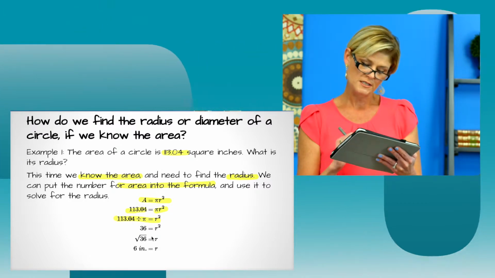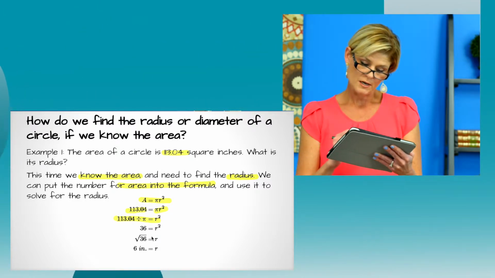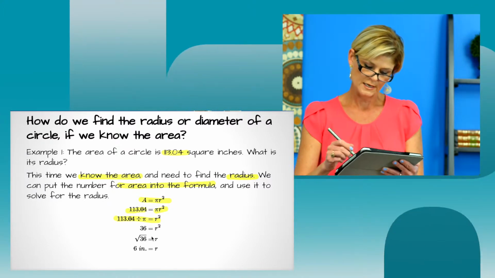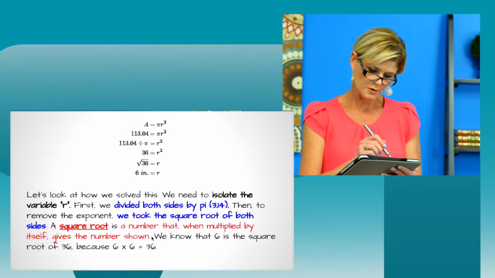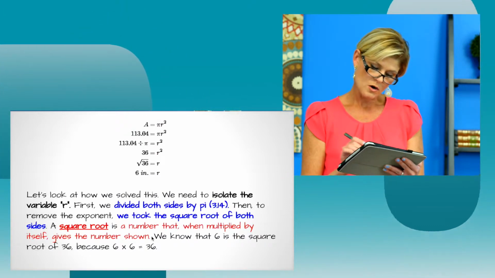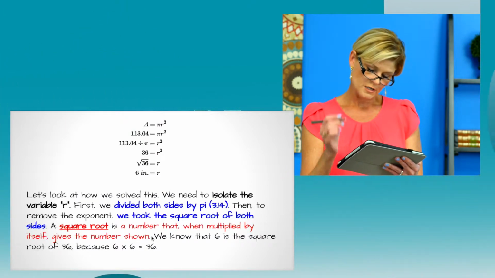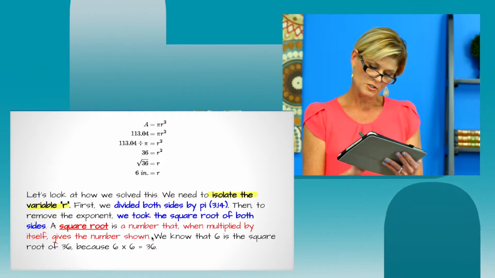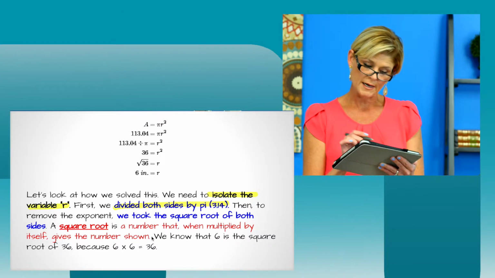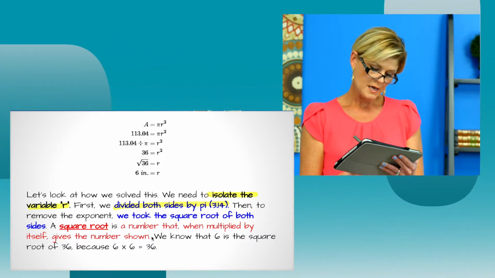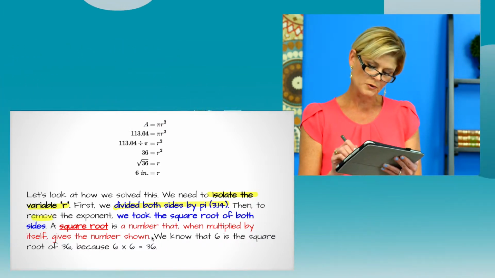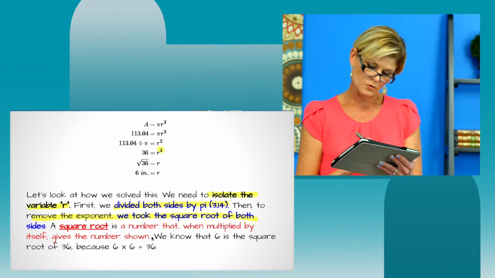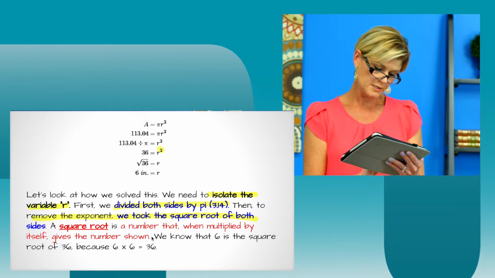And before I go into the next step of how I got 36 equals r squared, let's go on to the next slide and look exactly at our steps one by one. As I mentioned, we are going to isolate the variable r. We divided both sides by pi, 3.14. And now to remove the exponent, or the square here, we took the square root of both sides.